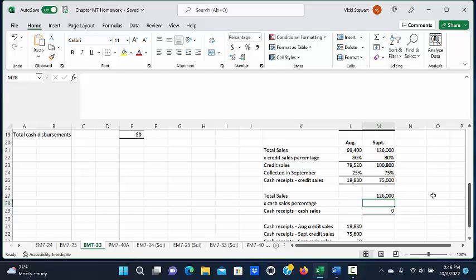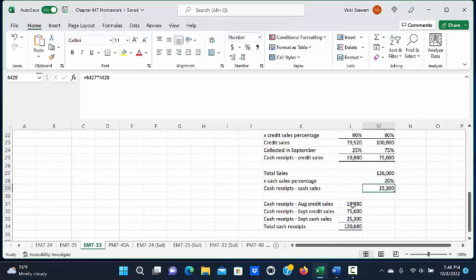So the problem stated that we have 20% of our total sales in cash. So now we have the amount of the August sales that will be collected in September. Then we have the September credit sales that will be collected in September, and then the cash sales for September, for a total of $120,680 in cash receipts from the sales of the bottled water.